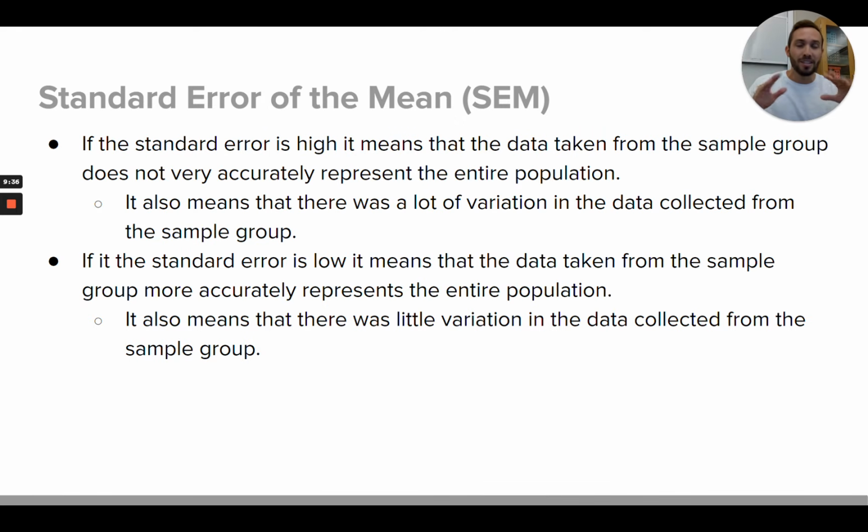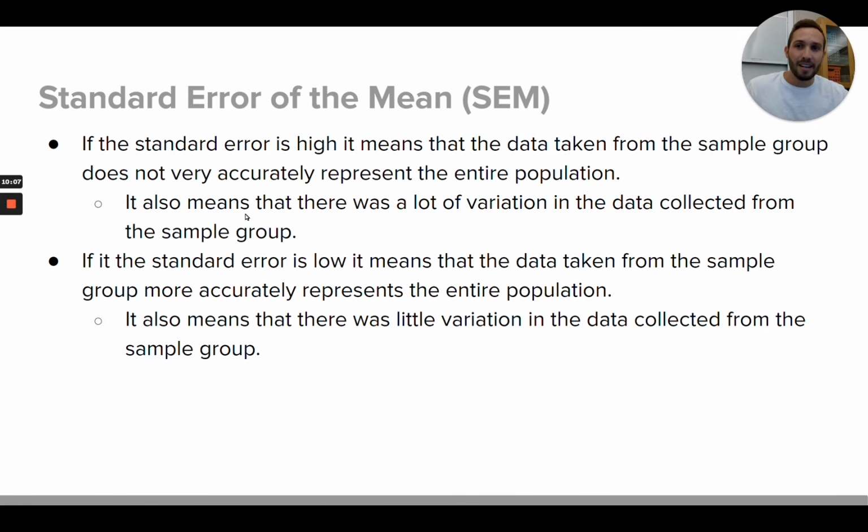It all depends. But let's just say, in general, when you have a higher standard error, that means two things. It means, first of all, the data that you took from your sample probably doesn't accurately represent the actual population. So if you have a large standard error, it means that very likely the average that you got from your sample might be kind of far off from the real average you were trying to find. That's what a large standard error means.